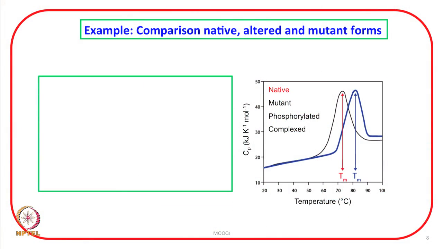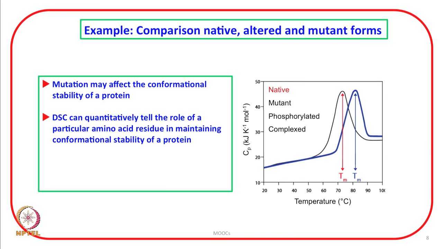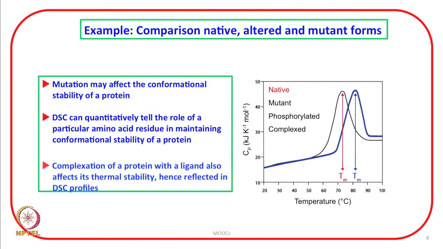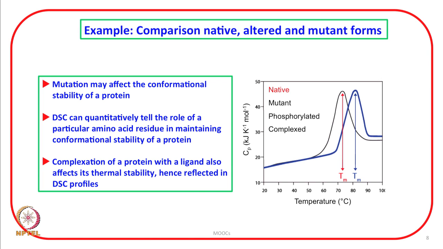So, let us take a look at the comments. Mutation may affect the conformational stability of a protein. DSC can quantitatively tell the role of a particular amino acid in maintaining the conformational stability of a protein, and complexation of a protein with a ligand also affects the thermal stability and hence is reflected in the DSC profile. This comment we will discuss in more detail when I talk about the ligand binding phenomena.